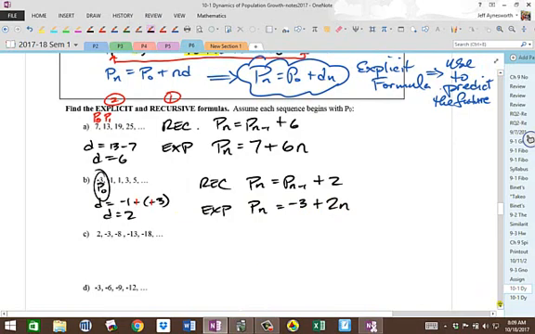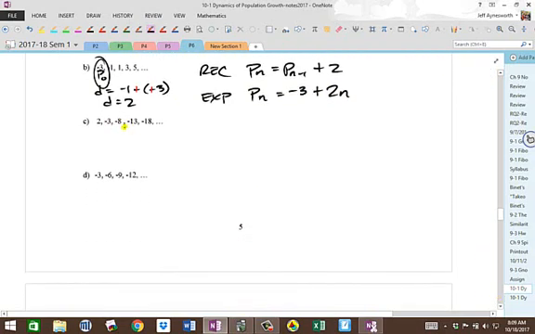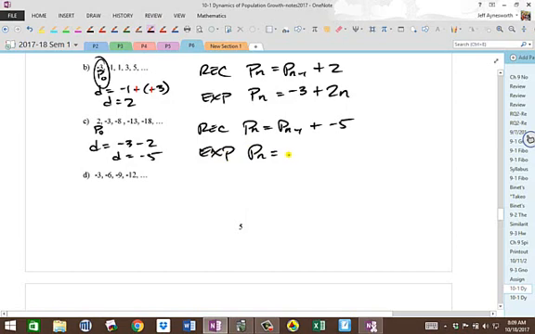All right, let's get some experience. On this one, p sub 0 is 2, d is equal to -3 minus 2, so d is -5. So the recursive function is p sub n equals the previous term, p sub n minus 1, plus the common difference of -5, or you can write it just as -5. And the explicit function, p sub n, is equal to the seed, which is 2, plus d times n, so -5 times n. If you simplify that, it's just 2 minus 5n. Plus a -5n is the same thing as 2 minus 5n.